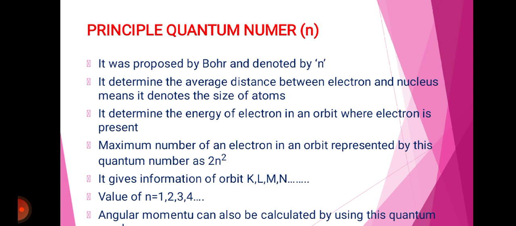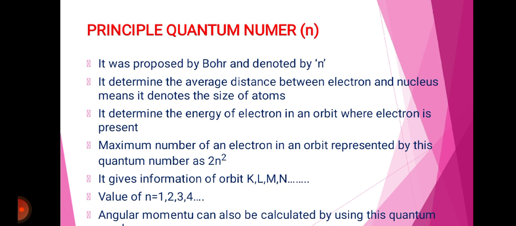There are four types of quantum numbers: the principal quantum number, azimuthal quantum number, magnetic quantum number, and spin quantum number. Now we can see the first one, that is the principal quantum number. It is indicated by the small n, and it was proposed by Bohr.